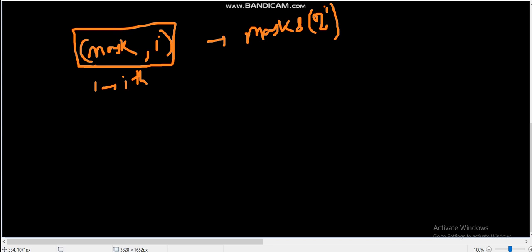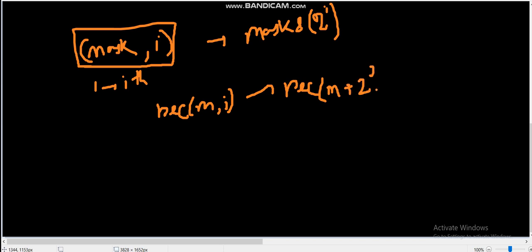Now what could be the transitions? Let's say we are at some state mask comma I in the recursion, and let me call it m. Now we can move to any node j. So our transition will be rec of m plus 2 to the power j comma j, because we are moving from I to j, and the cost w of I to j will be added.